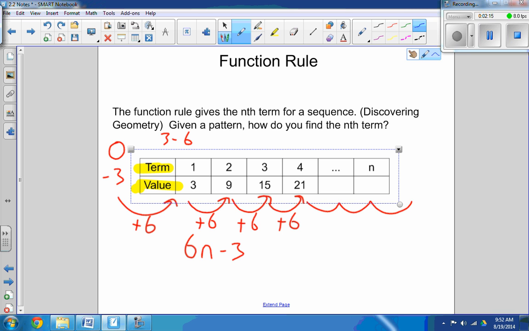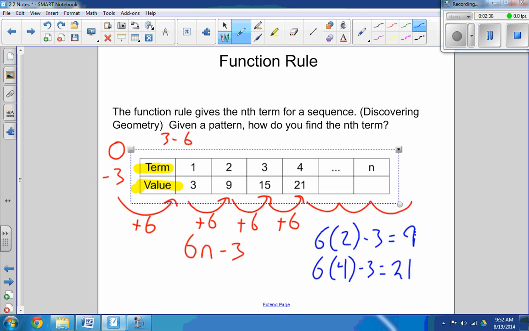Let's find out what term 2 is. 6 times 2 minus 3. 6 times 2 is 12, minus 3 is 9. And it matches what I have for the value. Let's try 4. 6 times 4 minus 3. 6 times 4 is 24. 24 minus 3 is 21. So our equation is working.